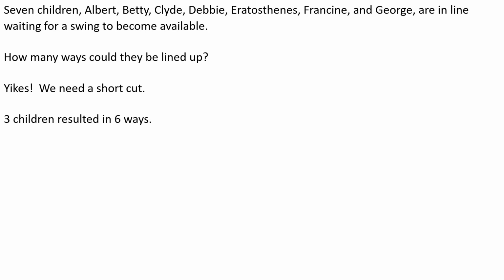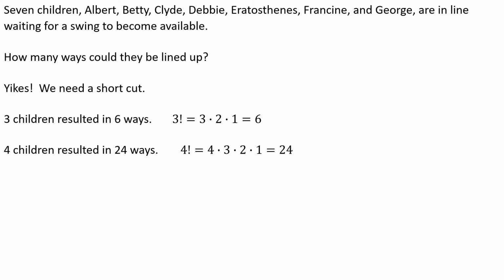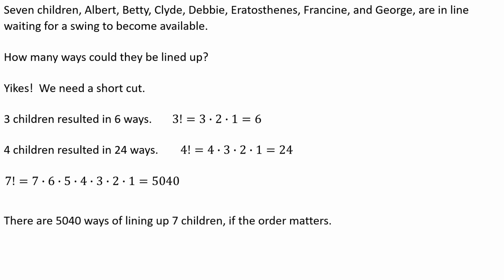3 children resulted in 6. Hey, that's 3 factorial, right? 3 times 2 times 1 is 6. 4 children, well, we found 24 ways. That's 4 factorial. 4 times 3 times 2 times 1 is 24. So if I want 7 children, it'd be 7 factorial, which means there's 5,040 ways that I could line up 7 children if the order matters. Right? If it depends on who's actually first, who's second, etc. So that's what we can do with factorials.